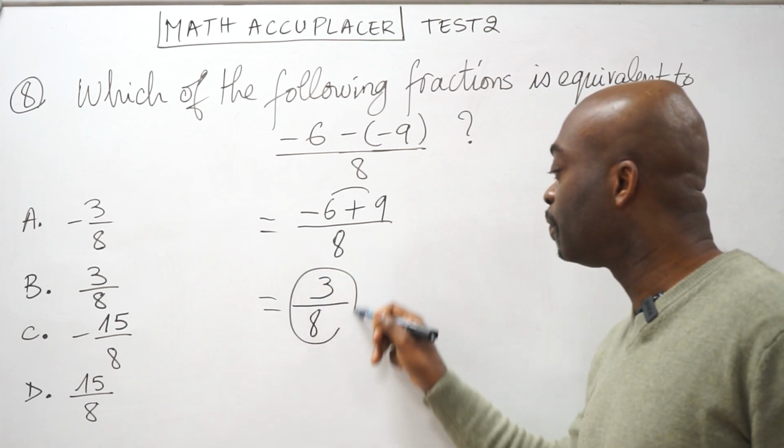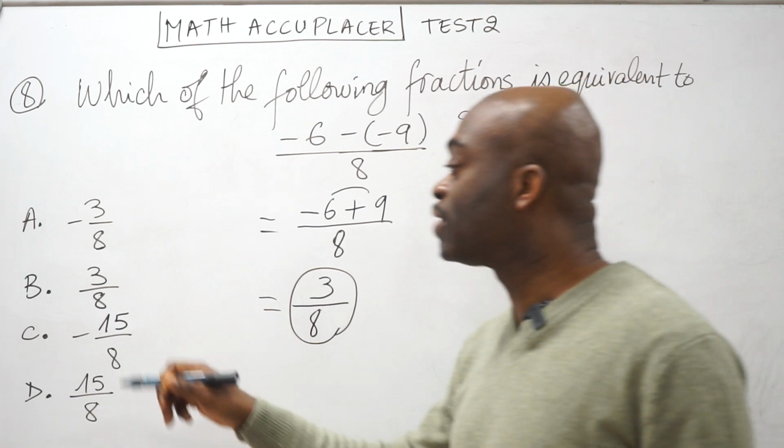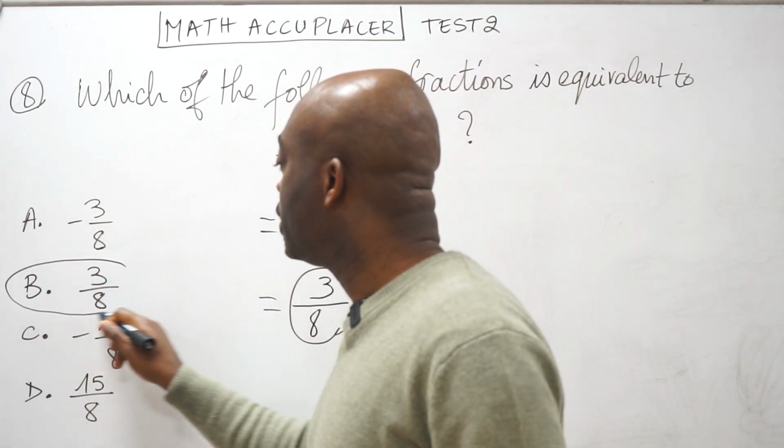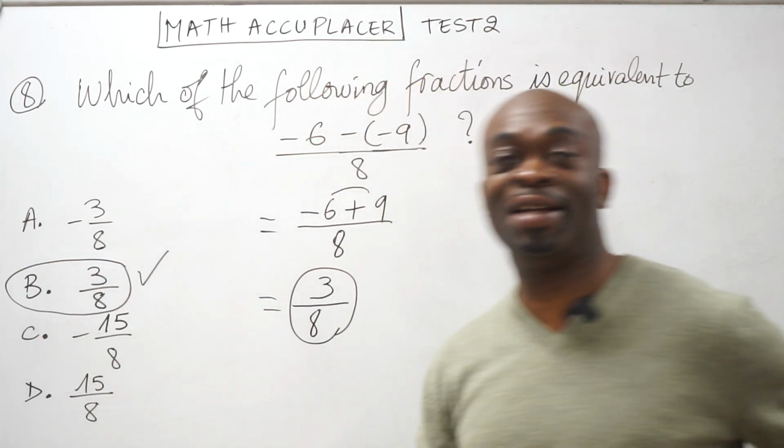+3 over 8. And which one is the answer here? It's B. All right? So we're good.